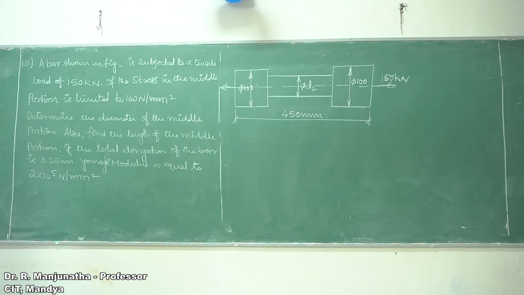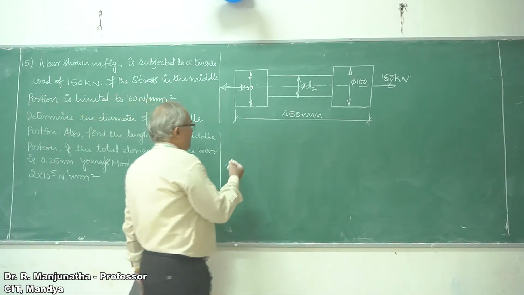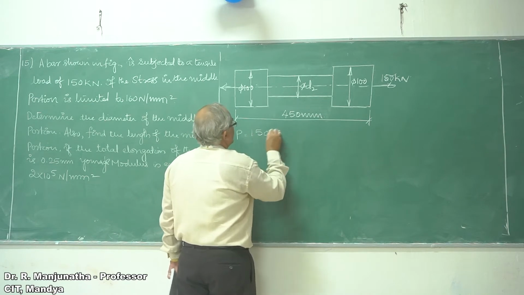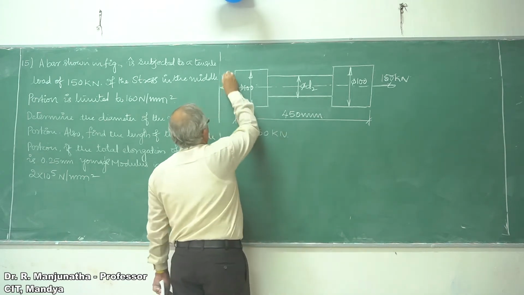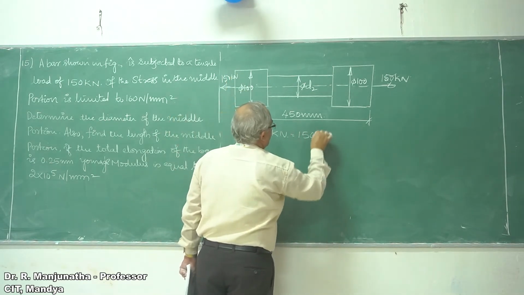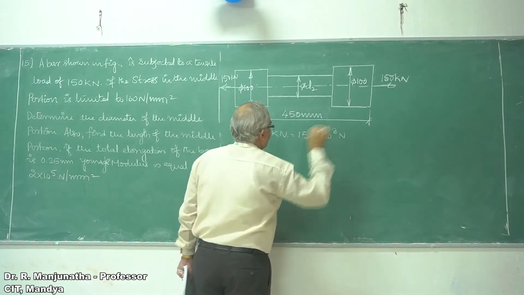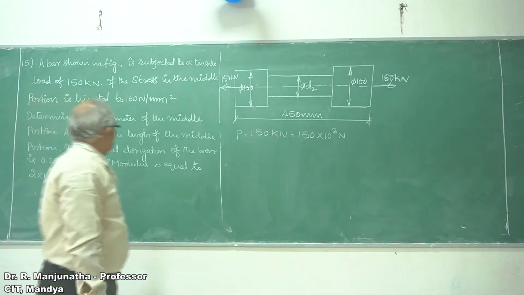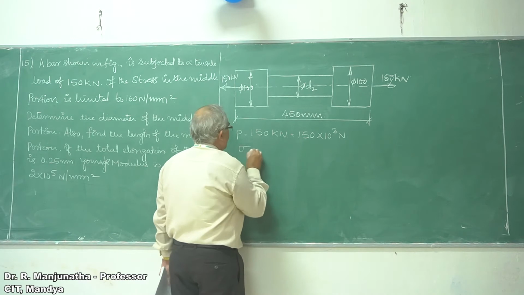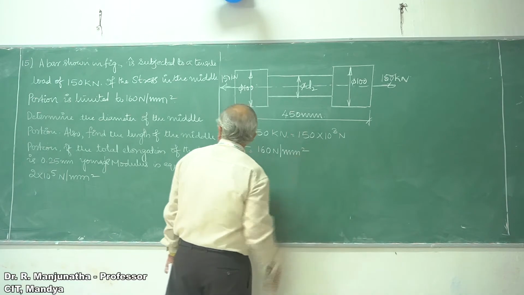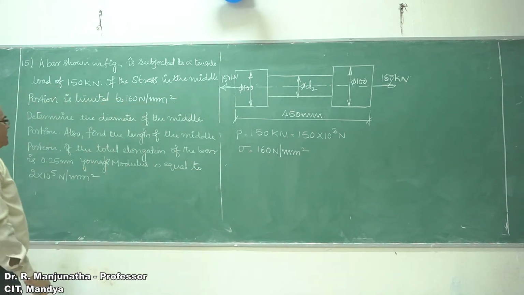So the data given here: a bar is subjected to a tensile load of 150 kN. So P is given, capital P is 150 kN. Here I need to convert this into Newton, so that will be equal to 150 into 10 to the power of 3 Newton. The stress in the middle portion is limited to 160 Newton per mm square. Determine the diameter of the middle portion.